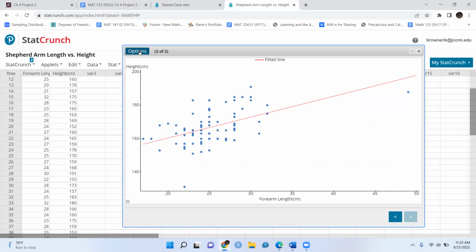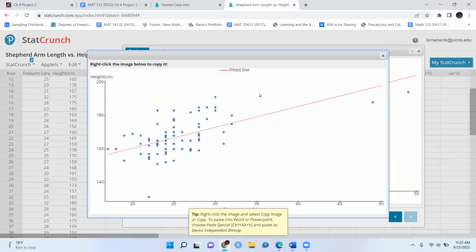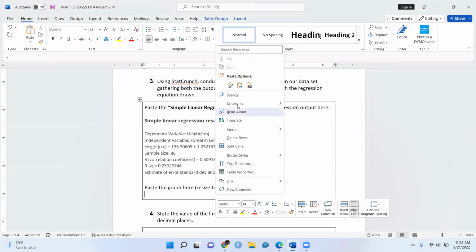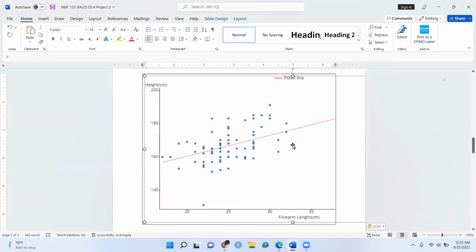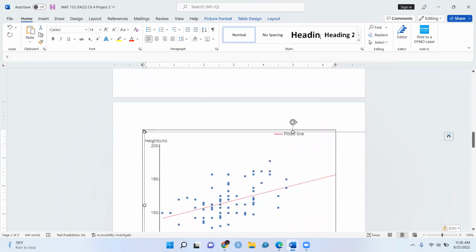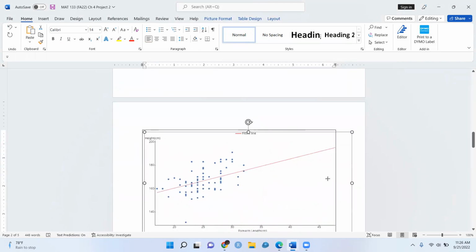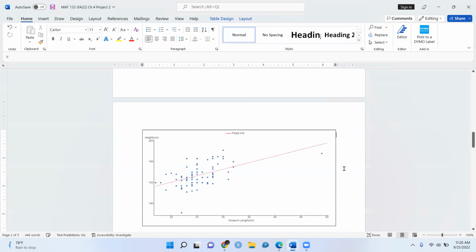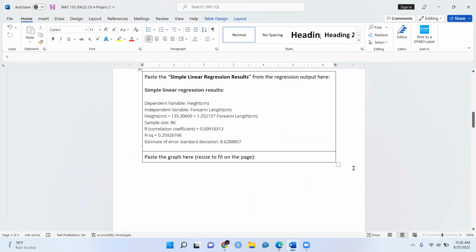So Mac users, you're going to want to do Option, copy, and then copy image, or that's probably best for everyone. It's probably just the easiest way to do it. And then paste here. And it says resize to fit the page. I guess this does need to be resized quite a bit. There we go. And now I got the graph.